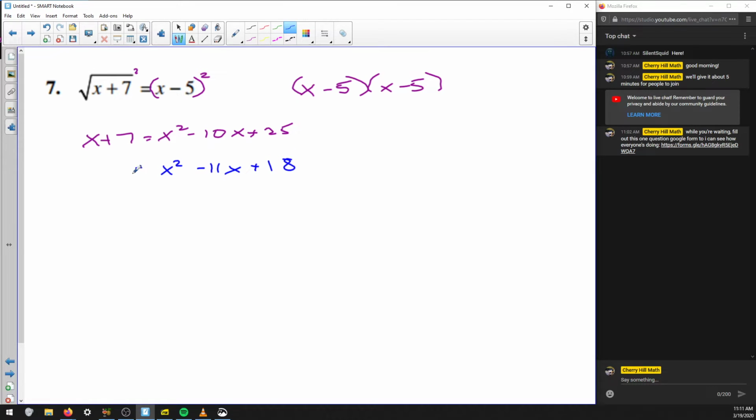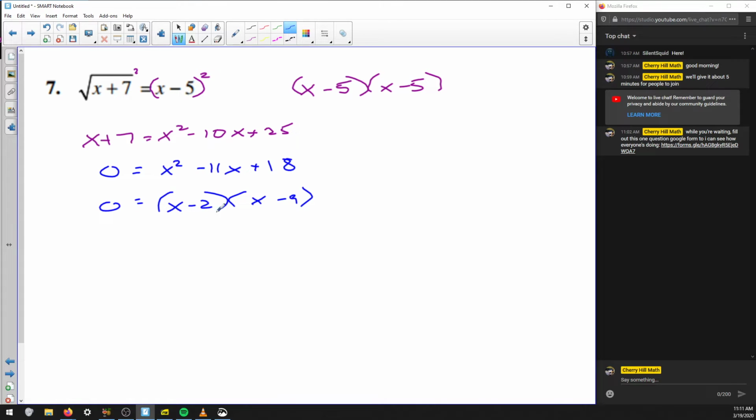So this is the problem that I have to solve, and this is something that I can try to factor. If factoring doesn't work, I'll have to try something like completing the square or the quadratic formula. Most people will probably do the quadratic formula. In this case, this one does factor nicely. I can say negative 2 times negative 9. This is negative 2 plus negative 9. So I can break this up into x minus 2 and x minus 9, and that's going to be equal to 0.